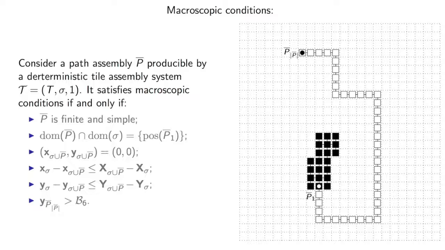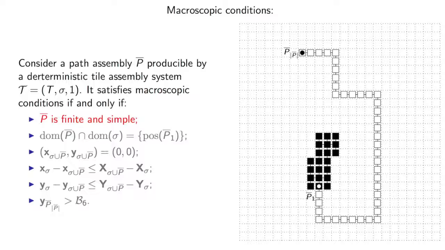Consider a path assembly P producible by a deterministic tile assembly system. The path assembly satisfies macroscopic conditions if it satisfies the list of constraints which are on the left side of the screen. On the right side, we present a path assembly which satisfies these conditions. First, the path assembly is finite and simple. These conditions are natural since in the main theorem, we consider a simple path assembly.